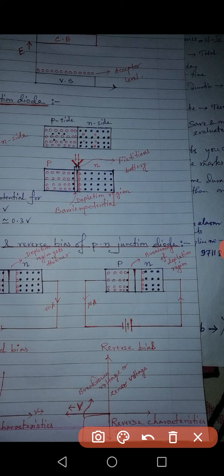Similarly in N side what do we have? Majority carriers are electrons, so electrons are not allowed to pass this barrier potential or the depletion region. So which particles are allowed to pass the depletion region? The minority holes which are present in N side. So that is why we are getting the current in the circuit, but that current is due to the minority charge carriers which are there in the P side or N side. Since minority means very few in number, that is why we are getting the current in microampere order.